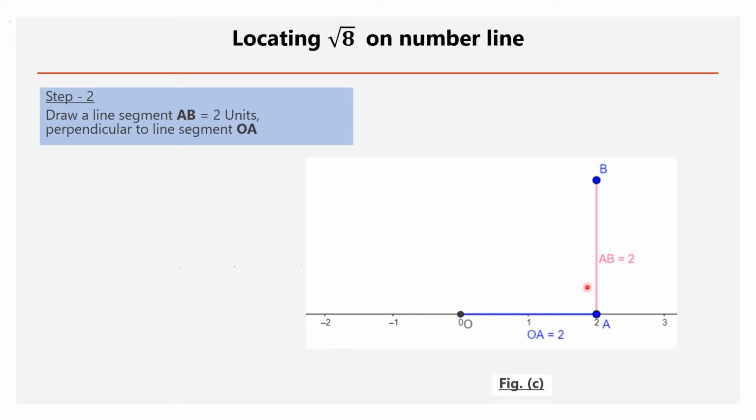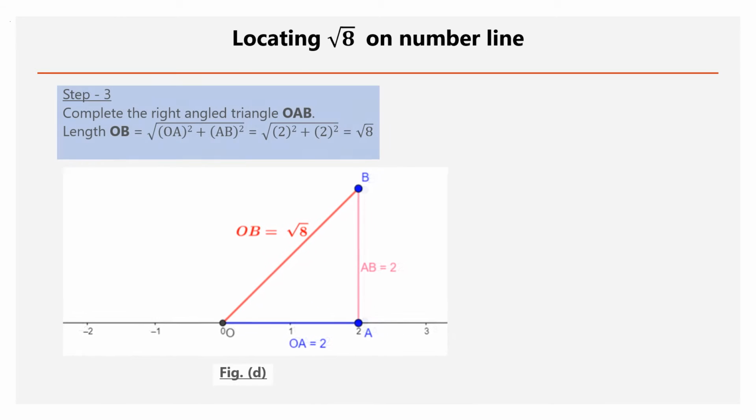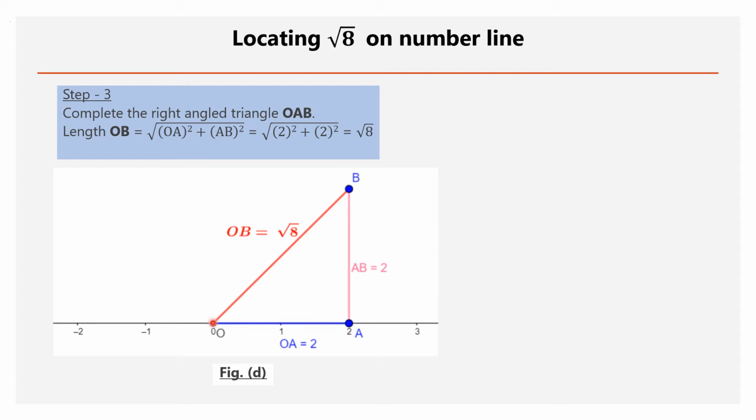Draw a line segment AB of length 2 units perpendicular to OA. AB is perpendicular to OA. Join the points O and B to form the right angled triangle OAB. As we have already seen, since the base OA is 2 units and perpendicular AB is 2 units, the hypotenuse OB will be square root 8 units.